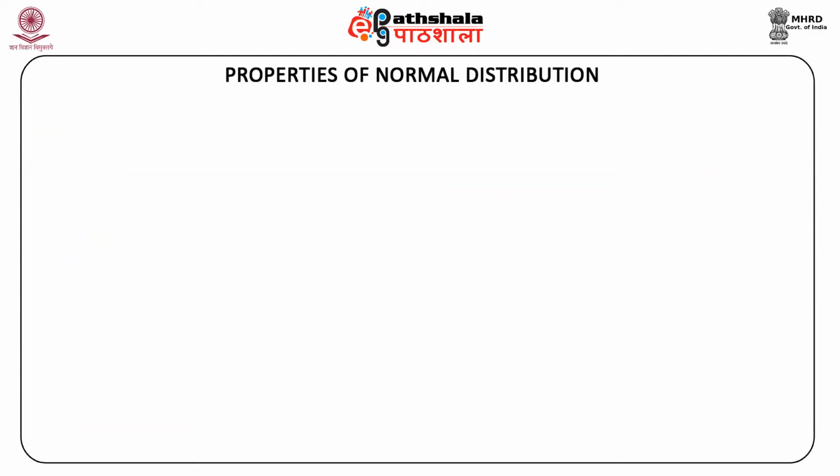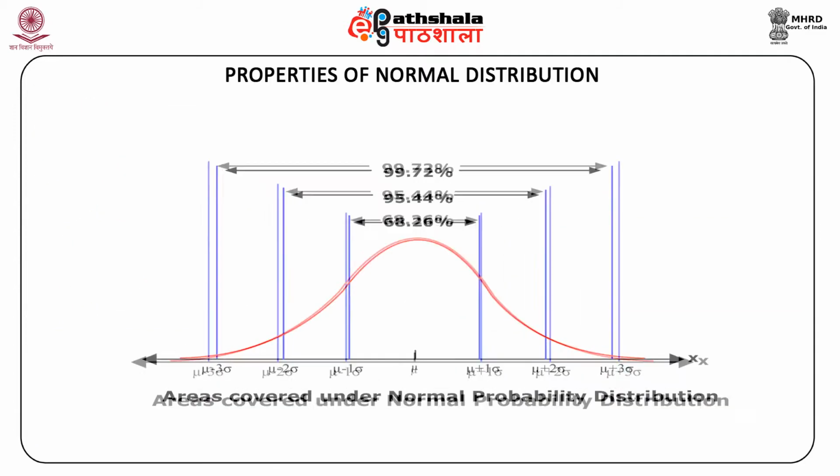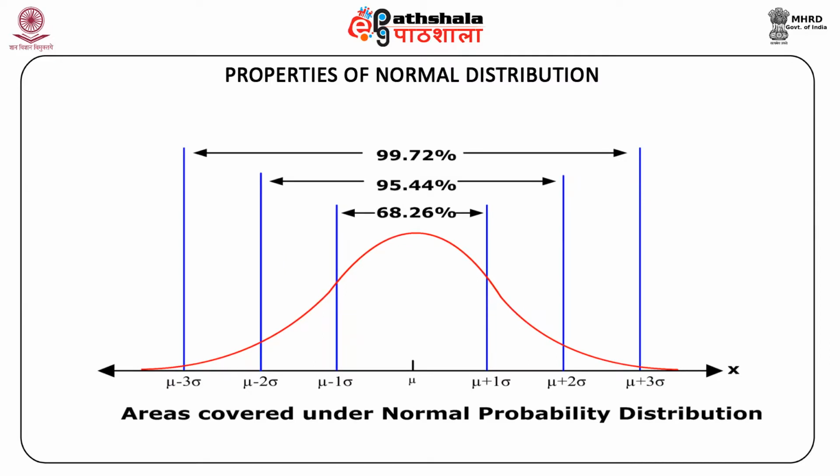Point of inflection of the curve occurs at mu plus minus 1 sigma. It is a point where the curve changes its curvature to both of its sides.